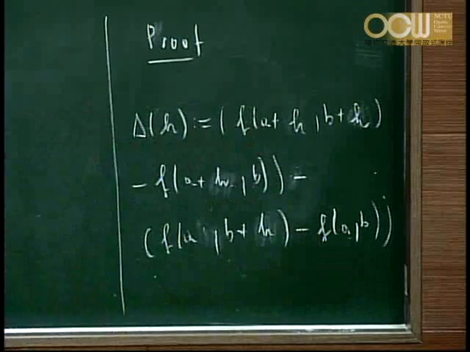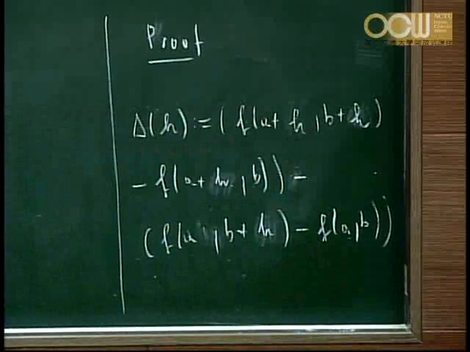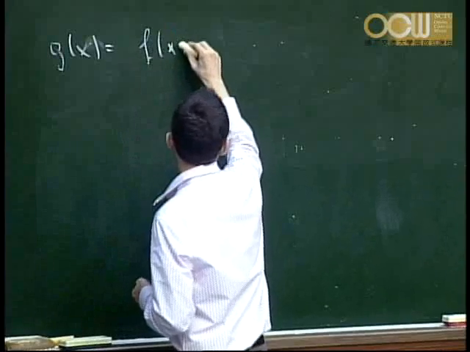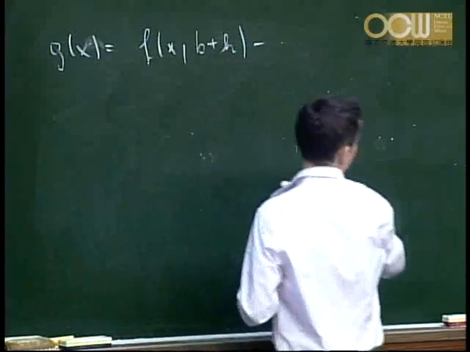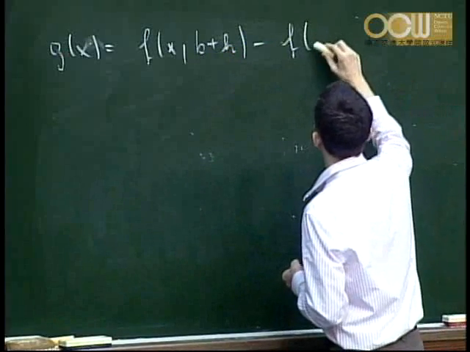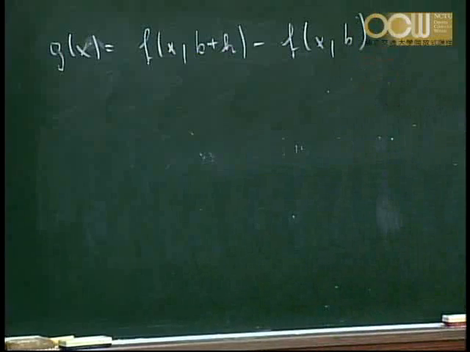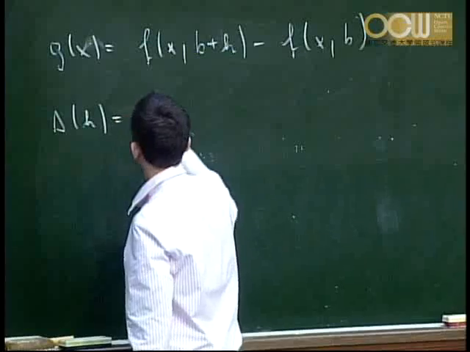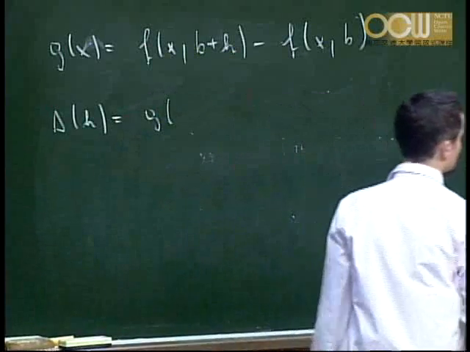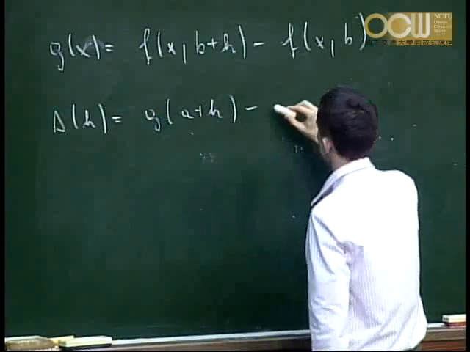we introduce, just to make this clearer, this function here. If you introduce the function g of x, which is equal to f of x, b plus h minus f of x, b, then you can write this function in terms of g of x as g of a plus h minus g of a.